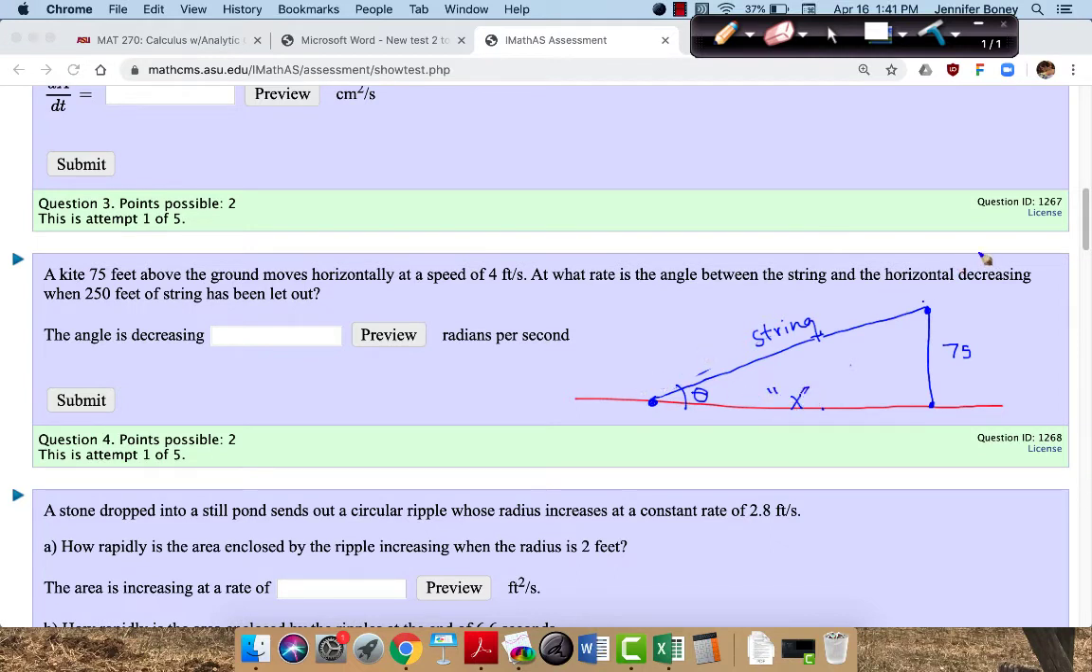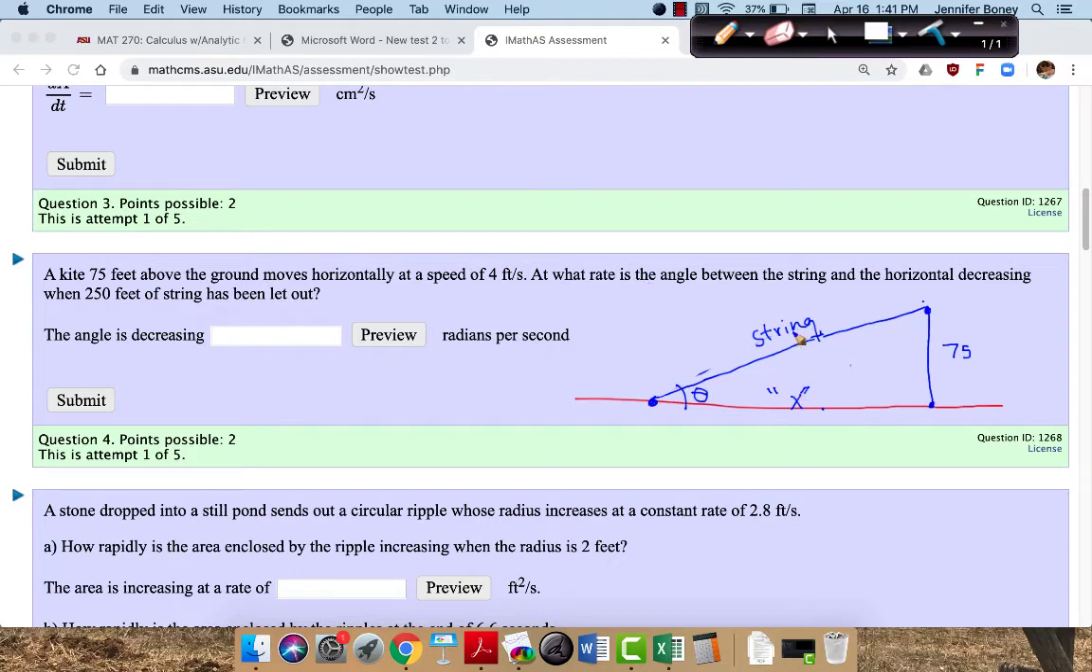The kite's moving horizontally, more string is being let out, and it's not going higher into the air. It's being somehow kept because of the way the wind's blowing at this height, and the string is just making it go out farther and farther this way. So X is growing, the amount of string is increasing, but this is staying constant. This theta here is decreasing, and we're asked about it.